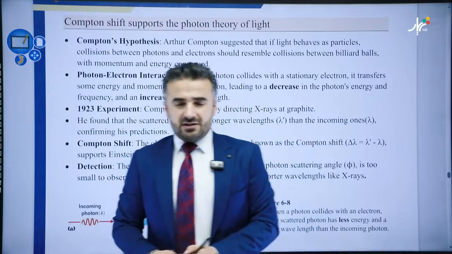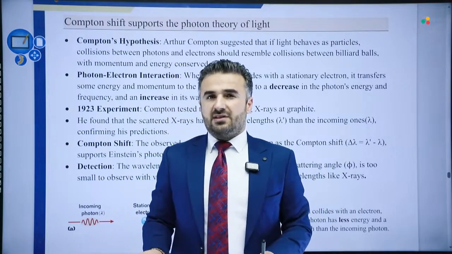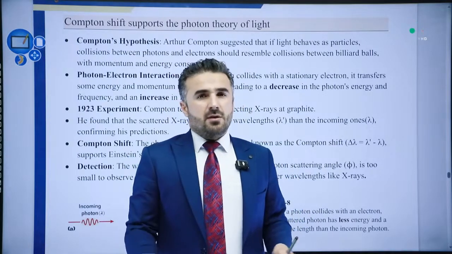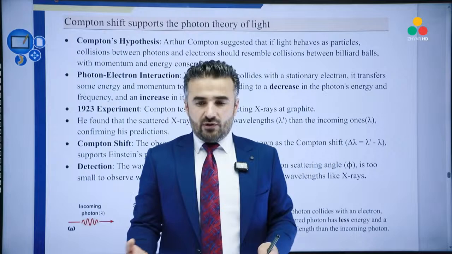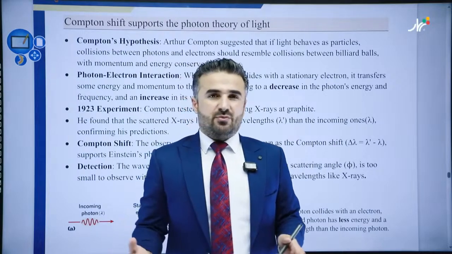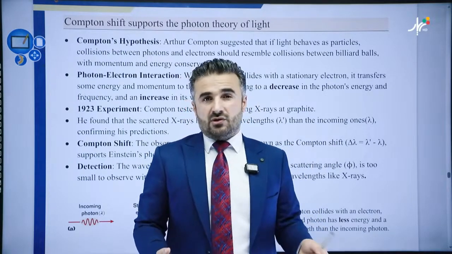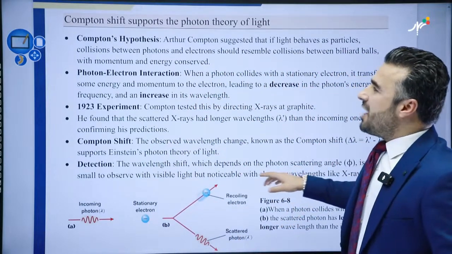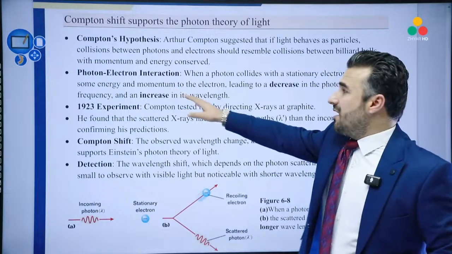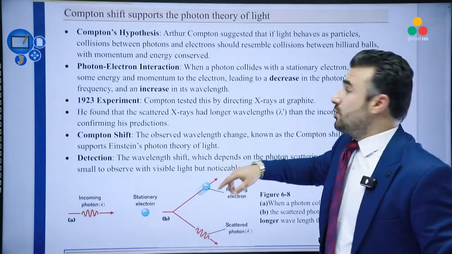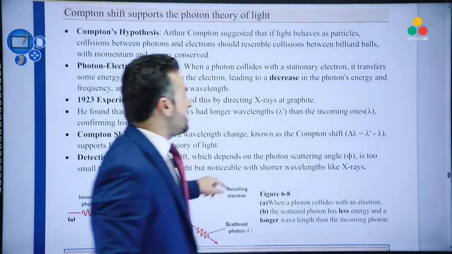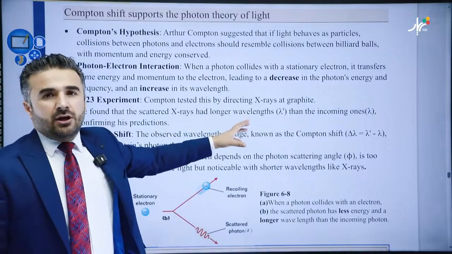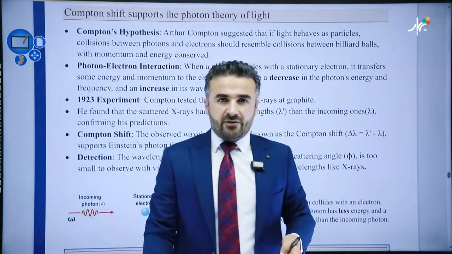If we consider electromagnetic waves as photons, then Compton said they must be able to collide with electrons, just like billiard balls. So was he correct? What happens when a photon and an electron interact and collide with one another? When a photon collides with a stationary electron, remember this, it transfers part of its energy to that electron. So what happens to the energy of that photon?